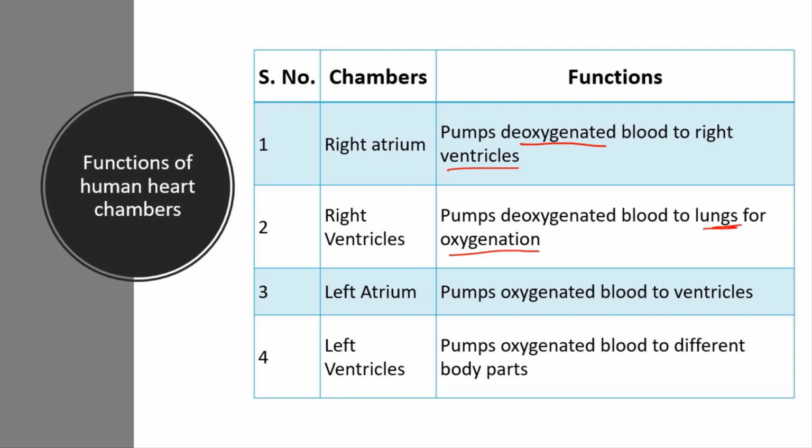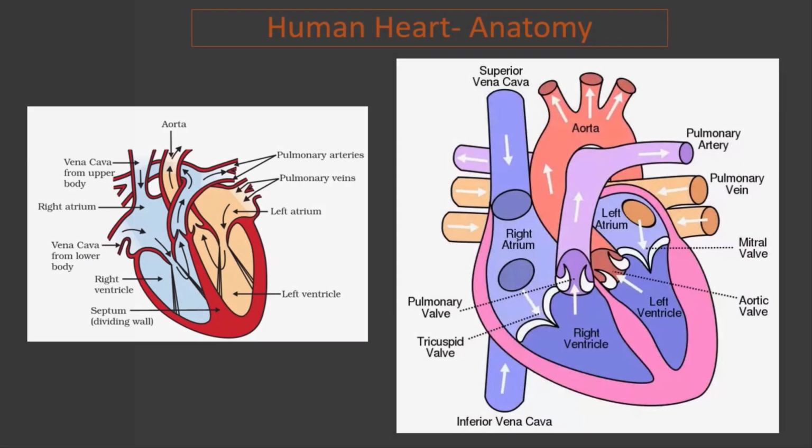Then you have the left auricle, and this left auricle is going to pump oxygenated blood to the ventricle, and the left ventricle is going to pump oxygenated blood to different body parts, the aorta, right, to all the body parts. So here you have the involvement of the aorta. So that's the function of the human heart chambers, 4 different chambers.